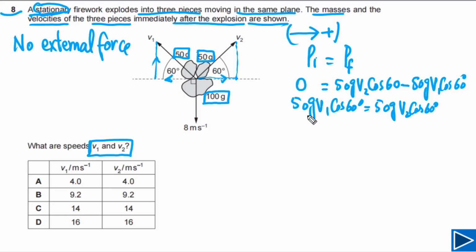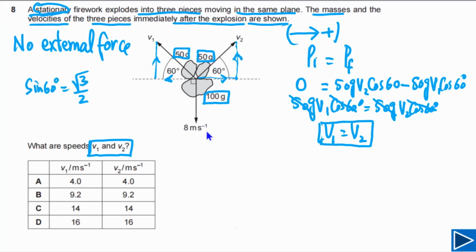We are just using mass in grams because it will be cancelled. So in this case now you can see 50 gram we can simply cancel with 50 gram. Cosine 60 we can cancel with cosine 60. From here we can find out V1 is equal to V2. So this is one point we need to understand: V1 is equal to V2.